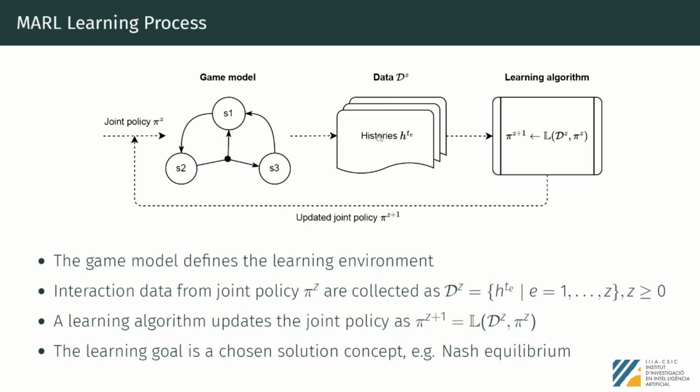And then this data, this learning data, these histories, they're given into a learning algorithm for which we use uppercase L here. So the algorithm L uses as input the learning data, and it takes the current joint policy at this iteration z, and it gives us an updated joint policy z plus 1. Okay, and so it's kind of like a loop here. You have your updated joint policy pi z plus 1, and you get back into the game, you produce your data again, and you update again.